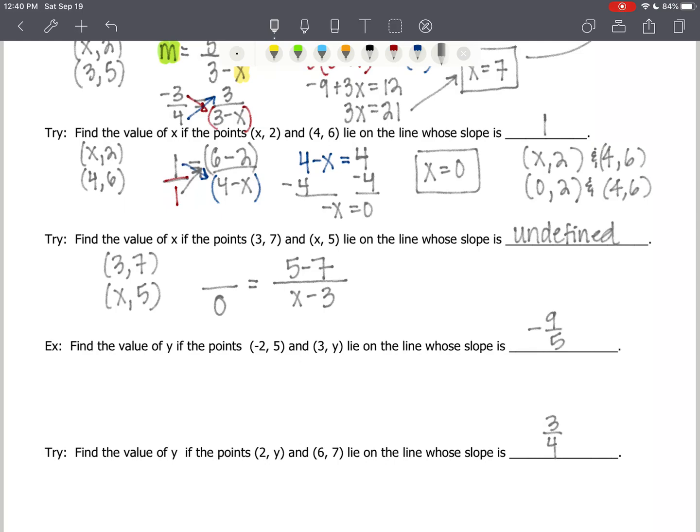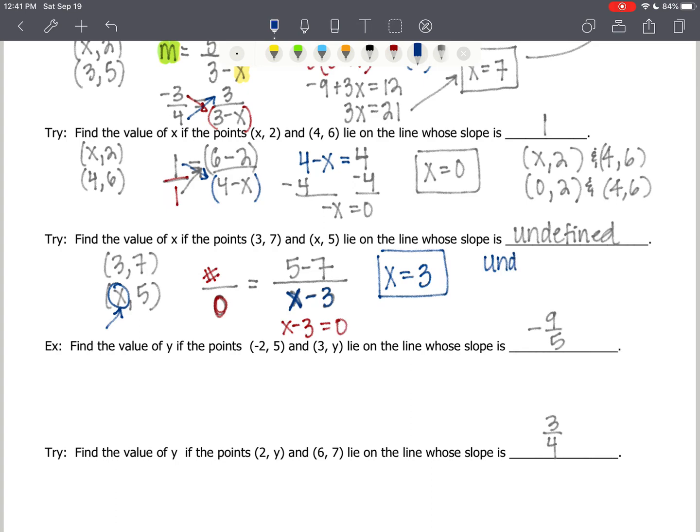How would I get a 0 in the denominator? What does x have to be so that I get a 0 in the denominator? Well, here x would have to equal 3. I want x minus 3 to equal 0. Remember, the number doesn't matter in the numerator. When you divide by 0, you're going to have an undefined value. So x would have to equal 3, which makes sense. Our x values are the same.